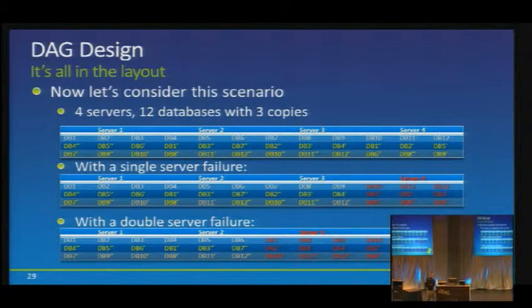Okay, what's the difference between the two? The number of copies. The number of copies that we had in the 8-server DAG was 2. So of course you lose 2 and it's game over. The number of copies we have here is 3. But we've got 4 servers, so if you lose 3, you lose majority anyway, and it's game over. So there's no need to go greater than 3 copies and still get that resiliency against multiple server failures. Okay, it's all in the layout.